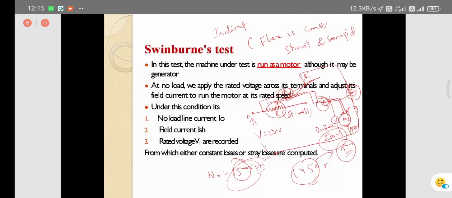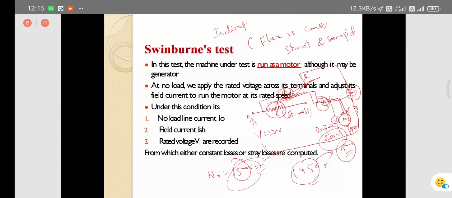Under this condition, we have to find out the no-load line current, that is I naught. The field current, the shunt current and the rated voltage are recorded. From these, either the constant losses or stray losses are computed. Okay, let us see the diagram of this Swinburne test.